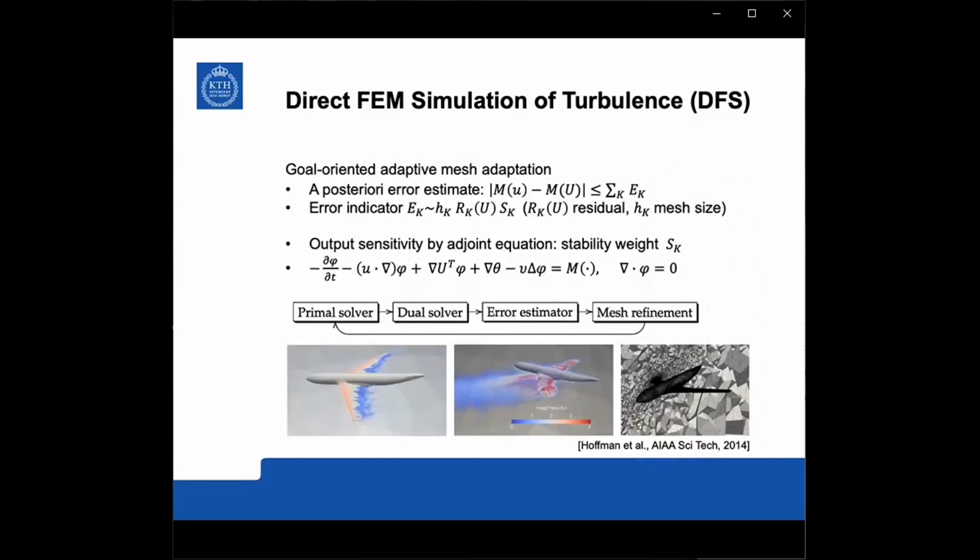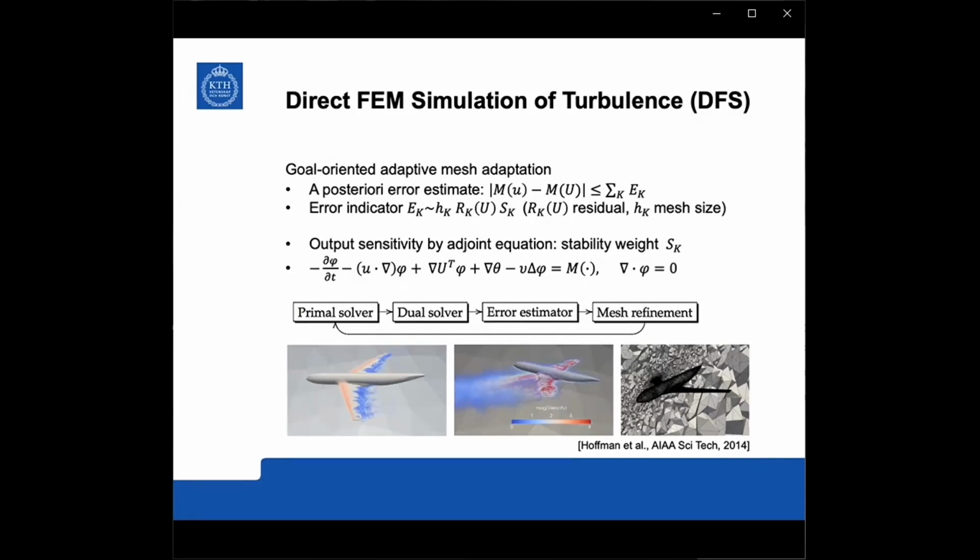The goal-oriented mesh adaptation method is based on an a posteriori error estimate of the output error, or the error in an output of interest M. And this error is bounded by a sum of error indicators of the mesh. So these local error indicators take the form of the local mesh size, H, the residual, R, which measures the local error, and S, which is a stability weight, which is constructed from the solution of an adjoint equation, or the dual problem.